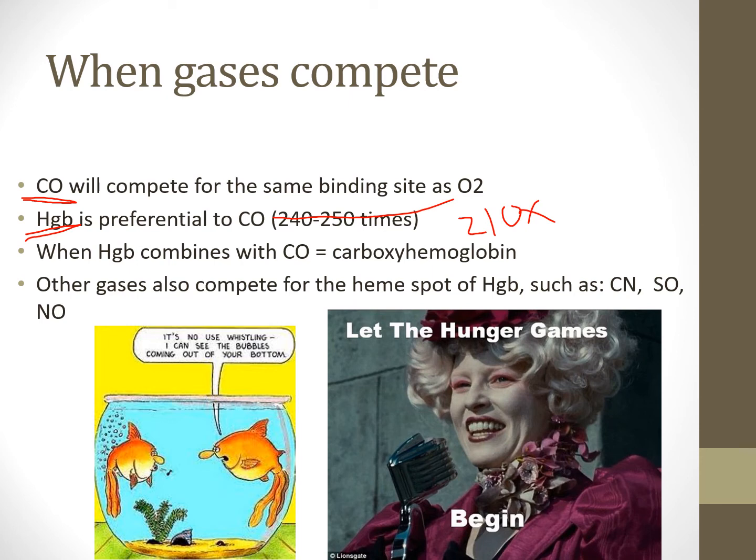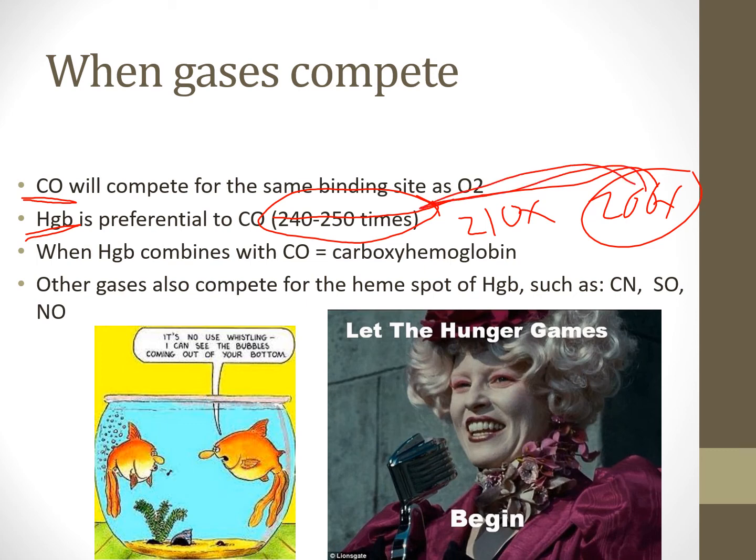There's another book for mechanical ventilation that says this number, 240 to 250 times more. Your Egan's book says hemoglobin prefers carbon monoxide by 200 times more, right? So I'm going to give you a range, roughly 200 to 250 times more preferential. If you see this, I'll ask you the range. I'm not going to ask you for any of these individual numbers. So just make sure that you know the range that hemoglobin prefers carbon monoxide. But understand the concept here.